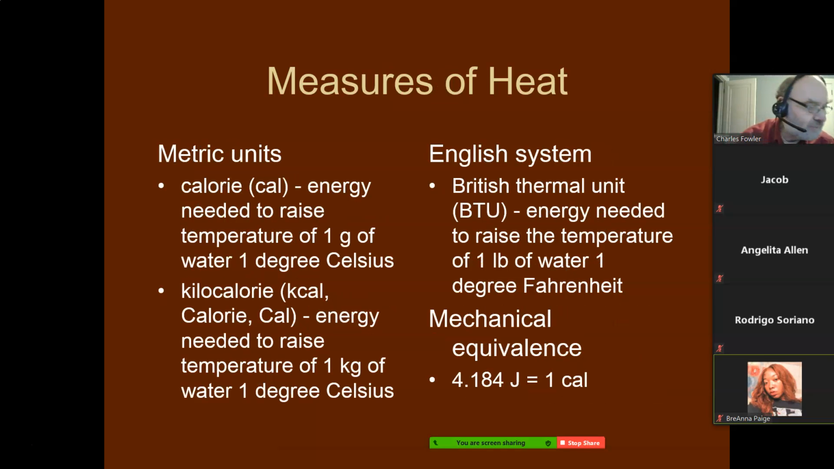Now, how do we measure heat? Now this is on page 96, the measures of heat. Now, here's a little bit of a problem, folks. People never really understood heat very well.